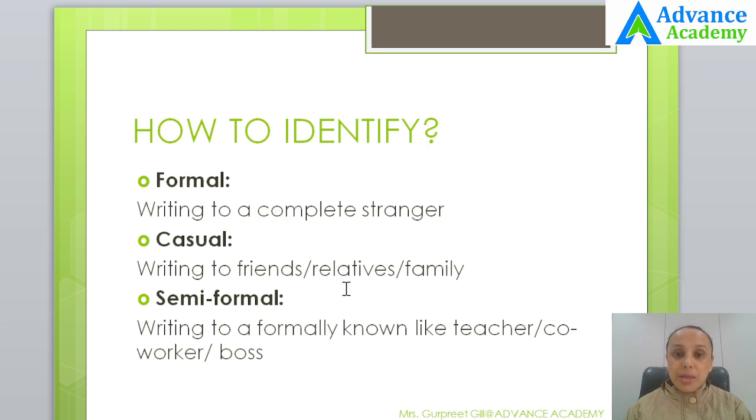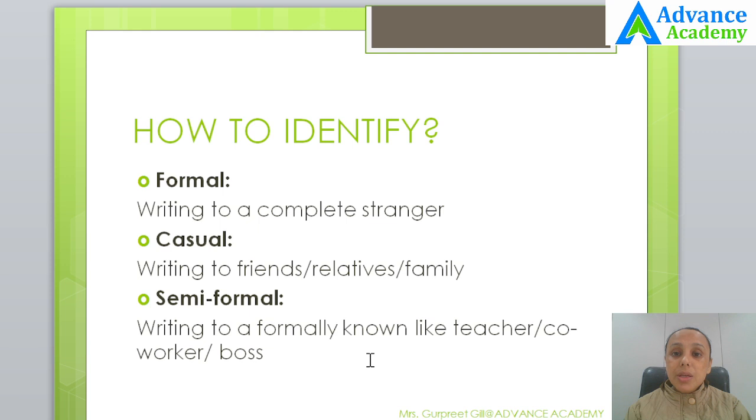Otherwise, if you are asked to write a letter to your friends, relatives, or family members, then it is a completely casual letter, which is also known as an informal letter. And the third type of letters are semi-formal or semi-casual letters, where you are asked to write to someone whom you know. They are not your friends, family, or relatives. You know them very well, but they are not your personal relationships. You have a formal relationship with them. For example, a student knows the teacher, but the teacher is not a family friend or a relative. Or a co-worker with whom you work, or your immediate boss.